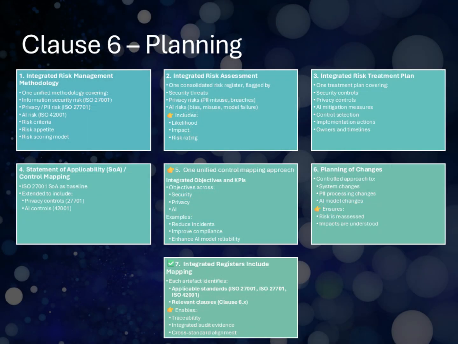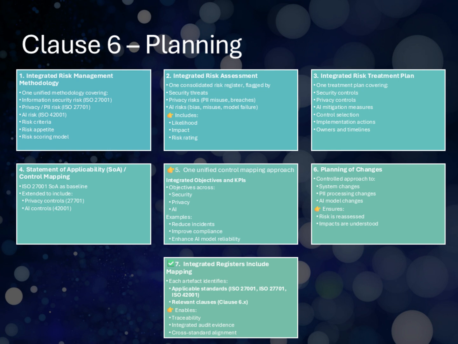Clause 6 is where planning comes to life, and where integration becomes most visible. We start with a single integrated risk management methodology, covering information security, privacy, and AI risks. This feeds into one consolidated risk assessment, captured in a unified risk register that includes security threats, privacy risks such as personal data misuse, and AI risks like bias or model failure.